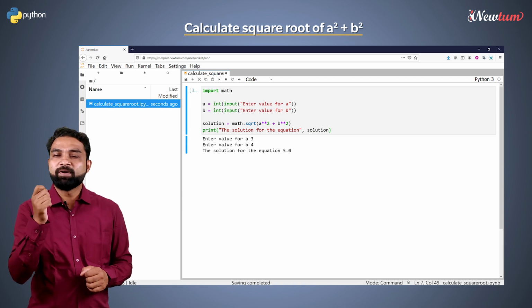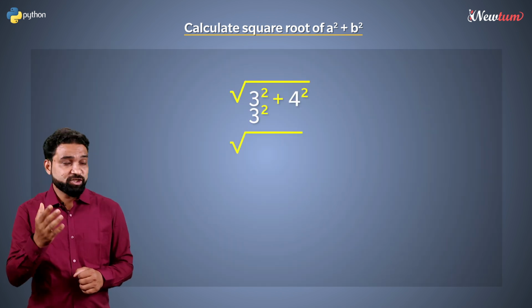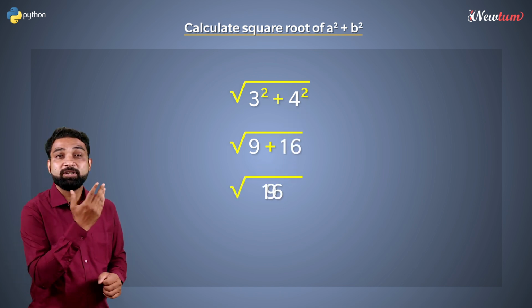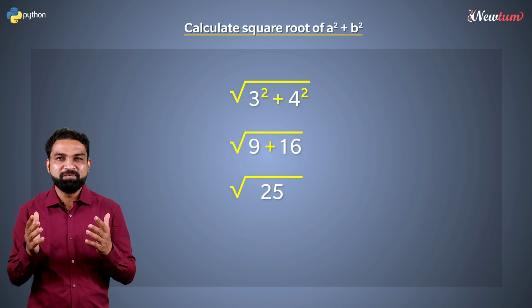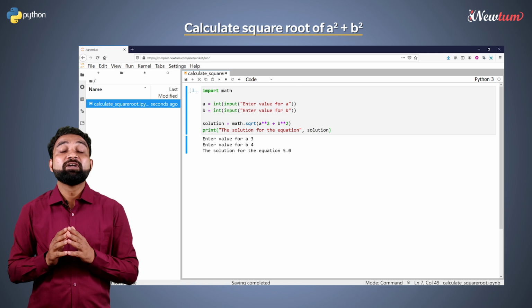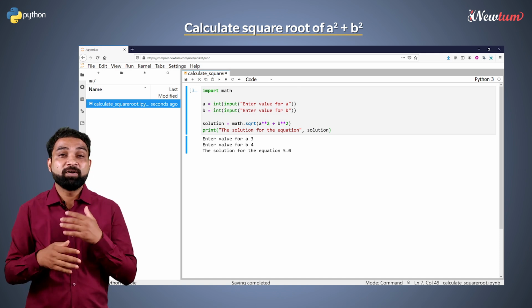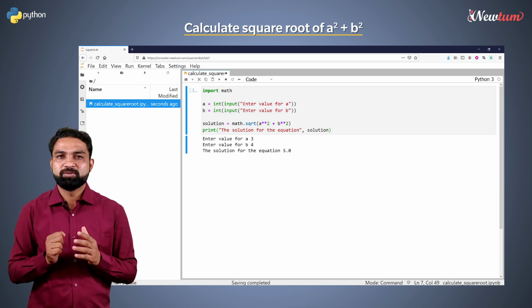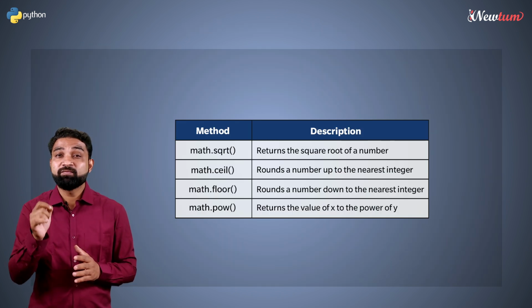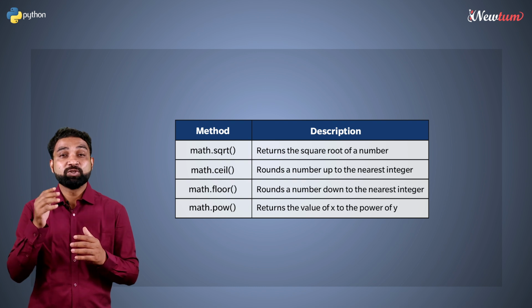The result is 5. Here 3 square is 9, 4 square is 16. Their sum is 25 and the square root of 25 is 5. This means we got the correct output. You can try this program for different numbers and verify the output. So, we have just studied how to use the sqrt function in math to calculate the square root.